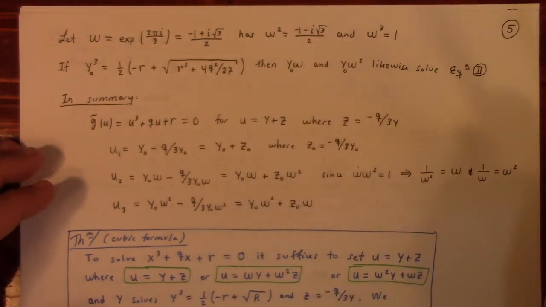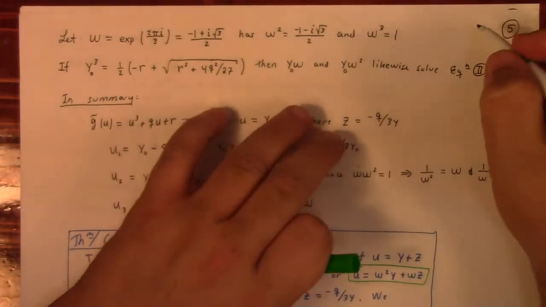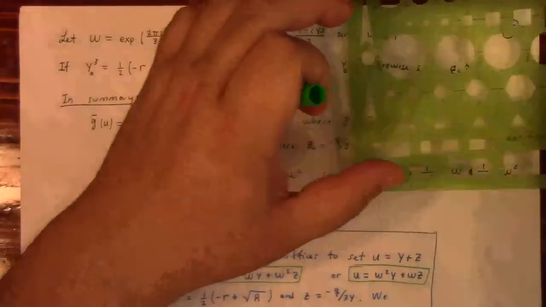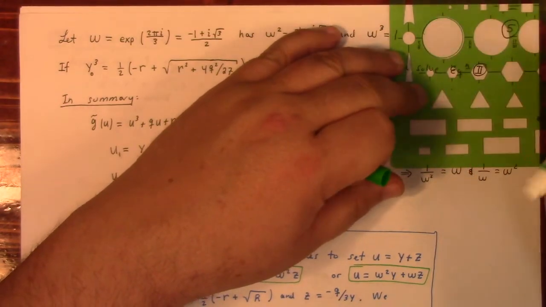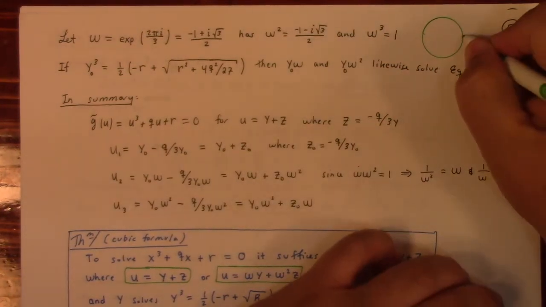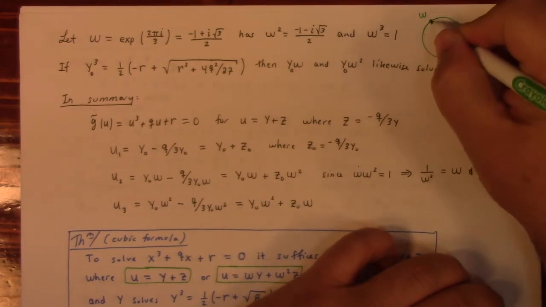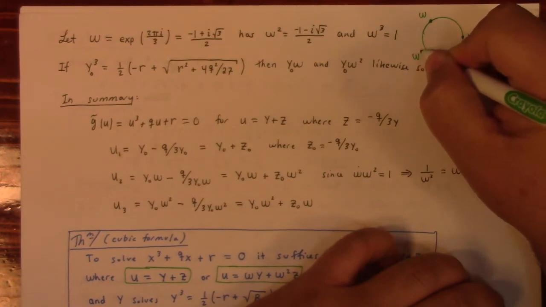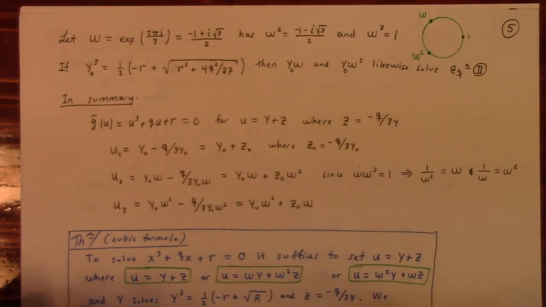If you think back to the lecture where we talked about roots of unity, you could picture, I'll draw it in here. Like so. But anyway, so 1 is here. Basically, this is omega, and this is omega squared. All right, so they're symmetrically situated about the origin.